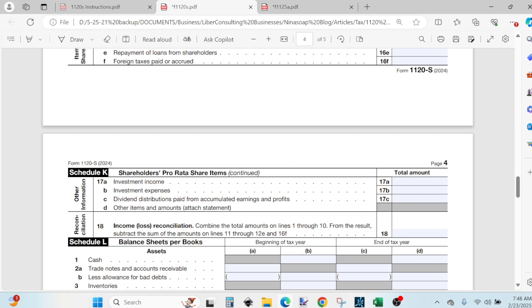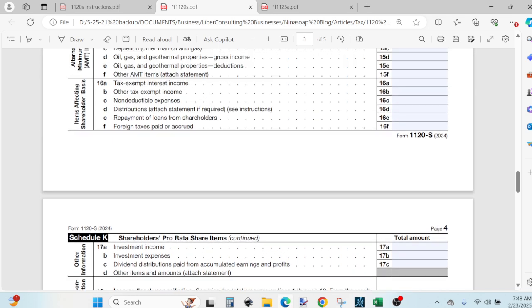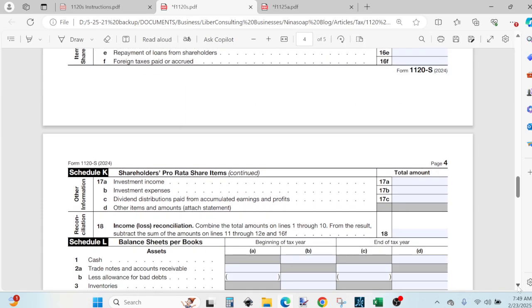In fact, this area is dividend distribution and this is distribution, so it's good to see the items affecting shareholder basis. If you make a distribution to partners, where you distributed some profit from the business to your partners, it's good to read between 16D and 17C to see the difference between the two, and which portion of the distribution should go on which row.